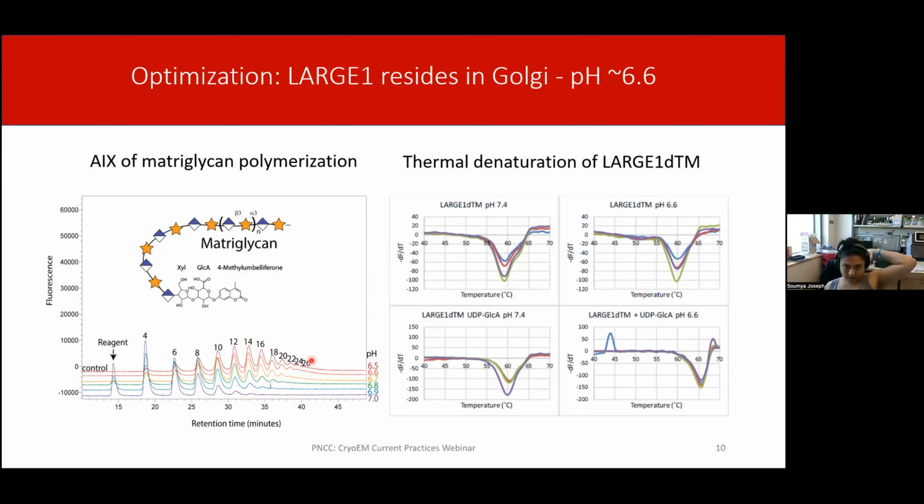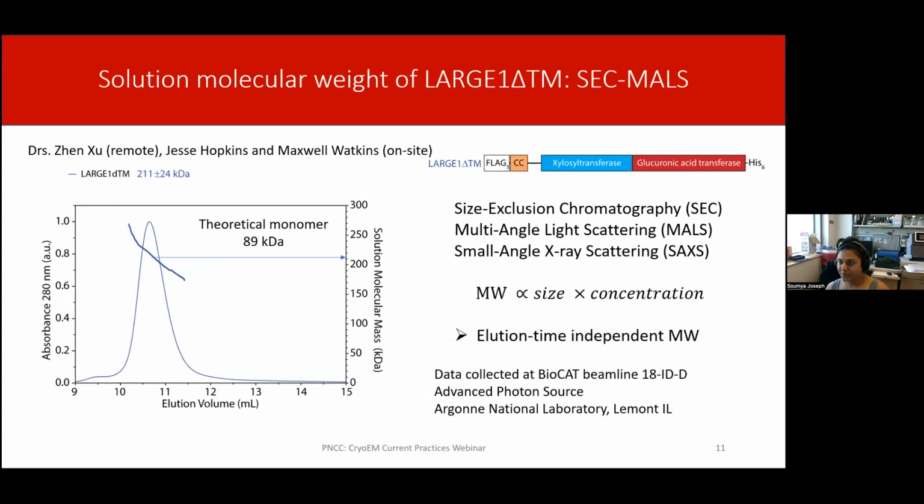So we thought 6.5 is a good pH for the enzyme to be active, but usually we don't want enzymes moving around too much for structural analyses. You'll get all different shapes, but of course cryo-EM can deal with that. So we also did some thermal denaturation assays at two different pHs, and you can see at pH 6.6, the melting temperature is marginally better than at pH 7.4. So we went with pH 6.6 for grid freezing.